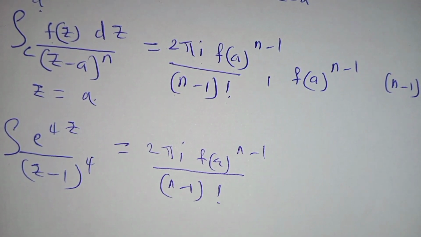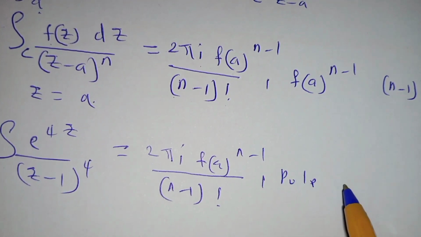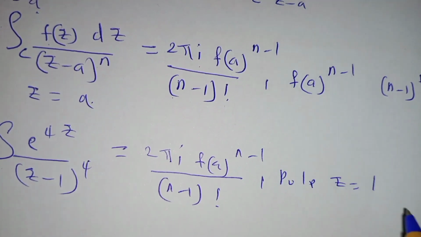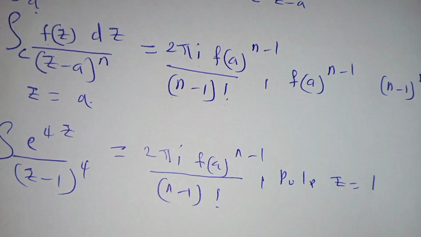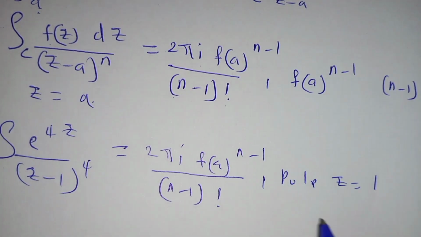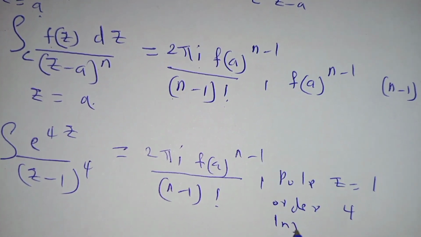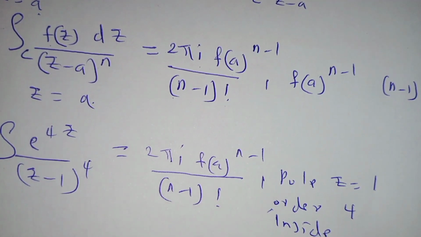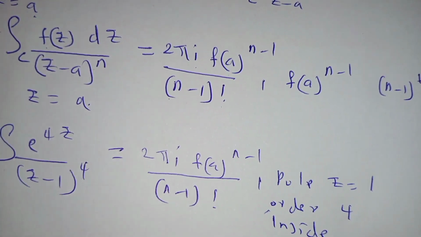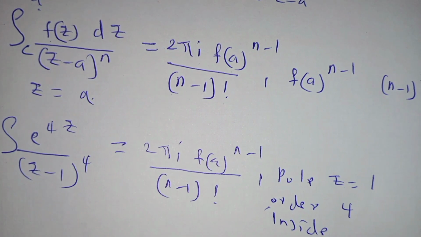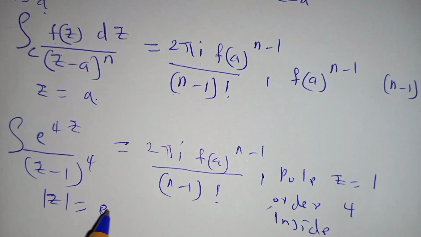Now, in our case, first of all, we identify the pole. The pole is at z is equal to 1, and it is of order 4, and it is inside. Now, in this case, you are given that C is the circle and the z is equal to exponential.